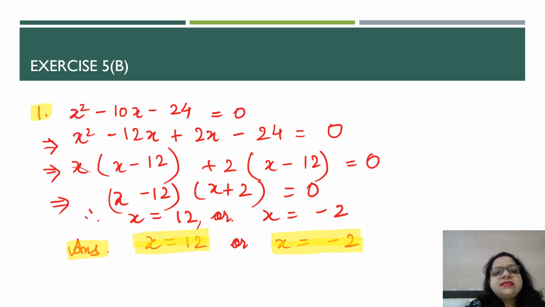See, we can't take minus 6 and minus 4, because if we multiply minus 6 into minus 4, we will get plus 24. So we have to take two numbers which give you minus 24 and add up to minus 10. x into x minus 12 plus 2 into x minus 12 is equal to 0. x minus 12 or x plus 2 is equal to 0. Therefore, x is equal to 12 or x is equal to minus 2. That is, they are the roots of the equation.